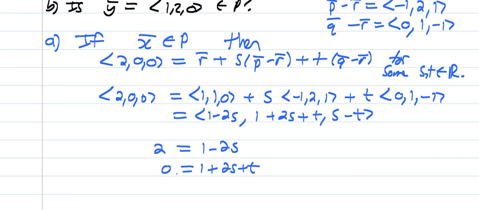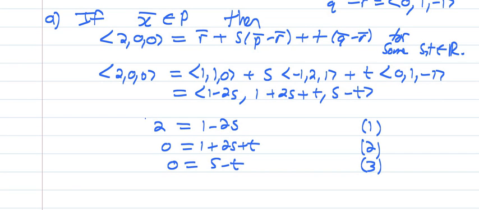The third component, 0 is equal to s minus t. Please solve systematically. Please solve so that it makes sense. So I'm going to call these three equations 1, 2, 3. And now I'm going to explain to myself and the marker what I am doing. So from 1, we see the following.